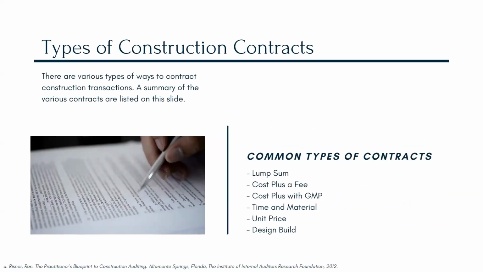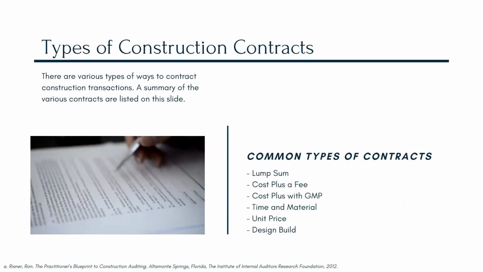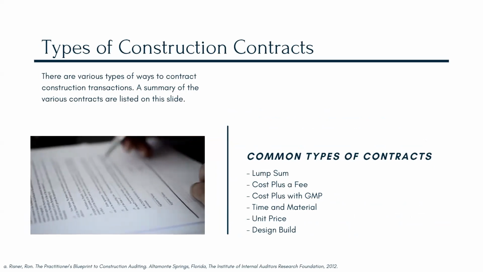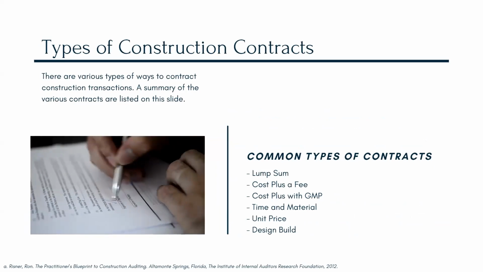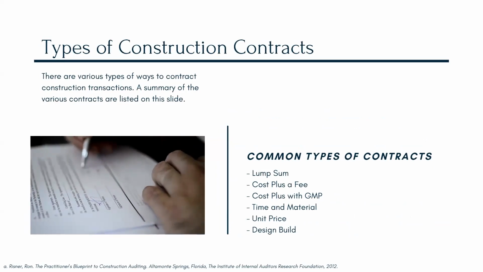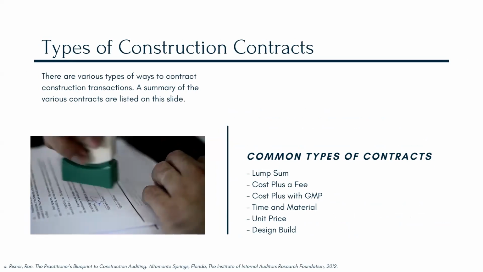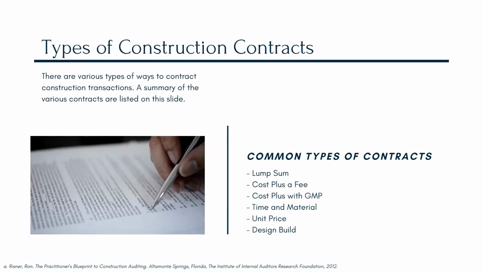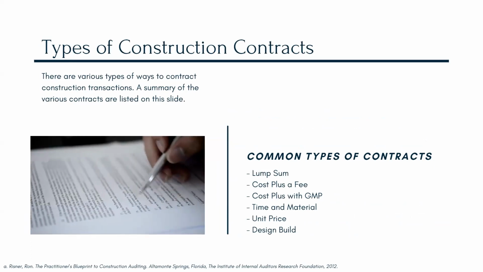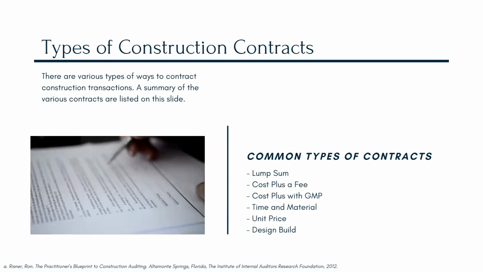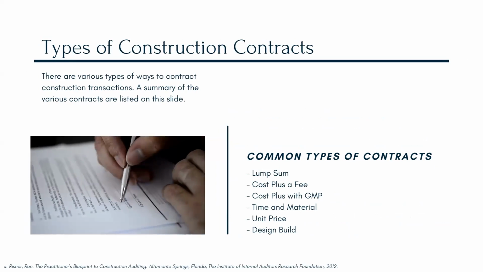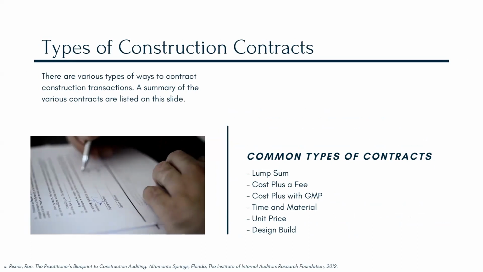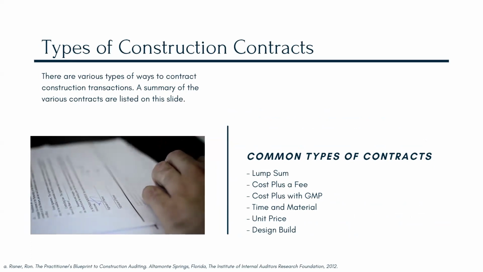Moving into different types of construction contracts, the contract is where it begins, where the audit begins. This is the data point that establishes how billings and operations should be carried out. Some of the most common types of contracts are a lump sum contract, cost plus a fee, cost plus GMP, and a few others. Let's jump into those in a little bit more detail.